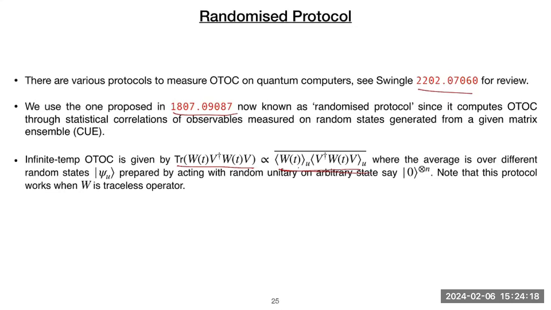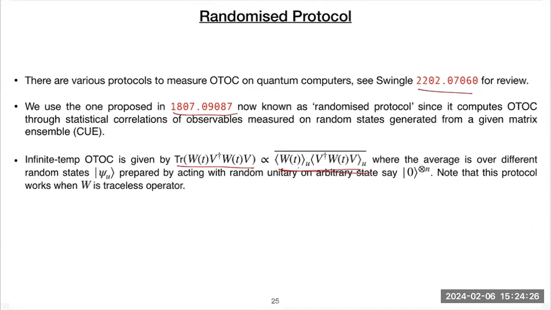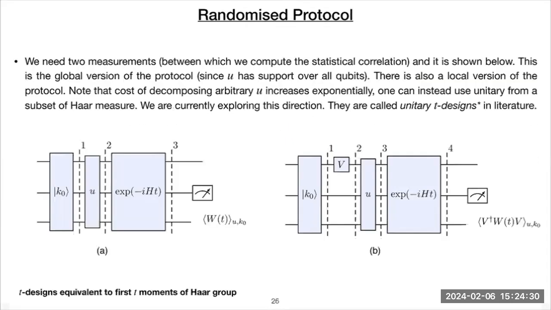So I will leave the details. The details can be found in this paper if you're interested. But the main thing is that if we just write two quantum circuits, and the first one measures W(t) and the second one measures V dagger W(t) V, we can compute the OTOC. And that is exactly what we do in our calculations. We create an initial state. So this is 3 qubits, so this is for n equal to 6.